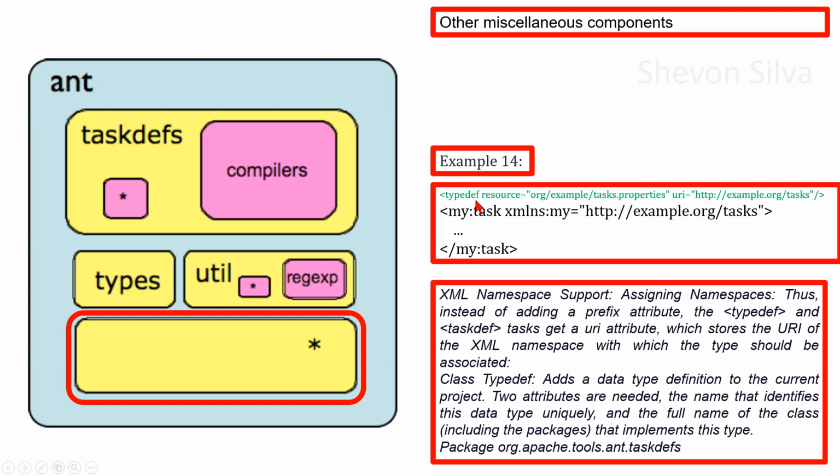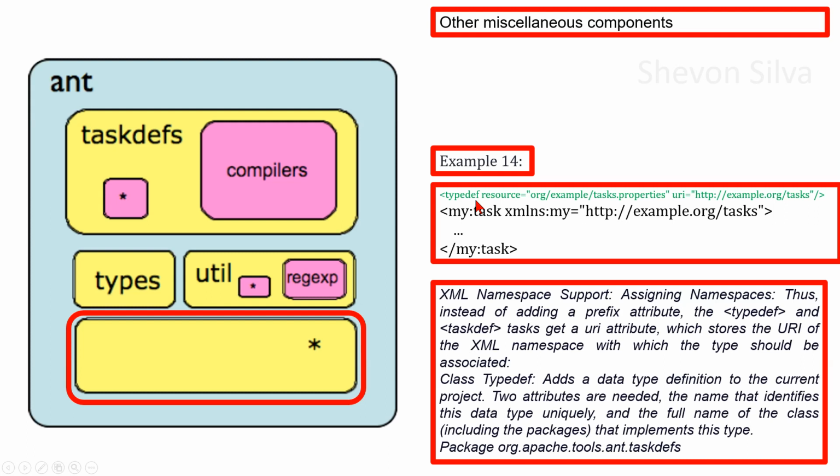The class typedef, with regard to API, adds a data type definition to the current project. Two attributes are needed: the name that identifies this data type uniquely, and the full name of the class, including the packages, that implements this type. This is in the package org.apache.tools.ant.taskdefs.